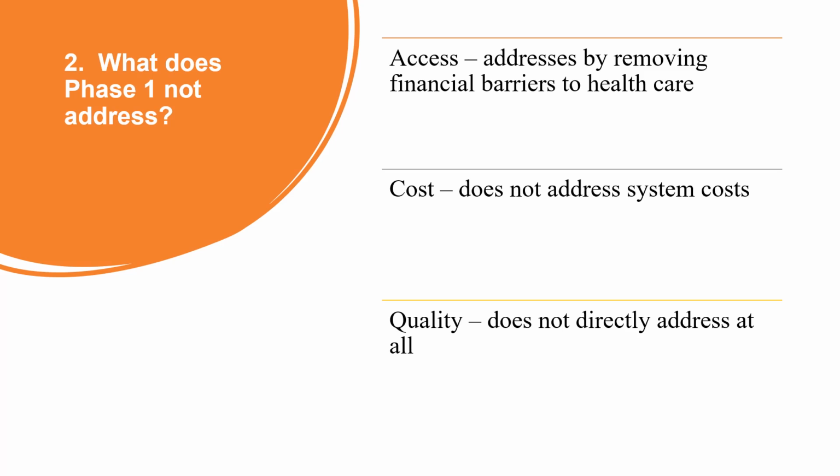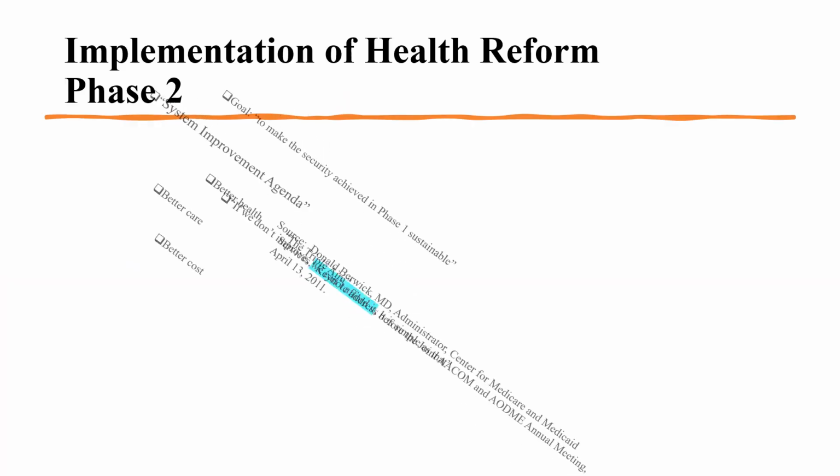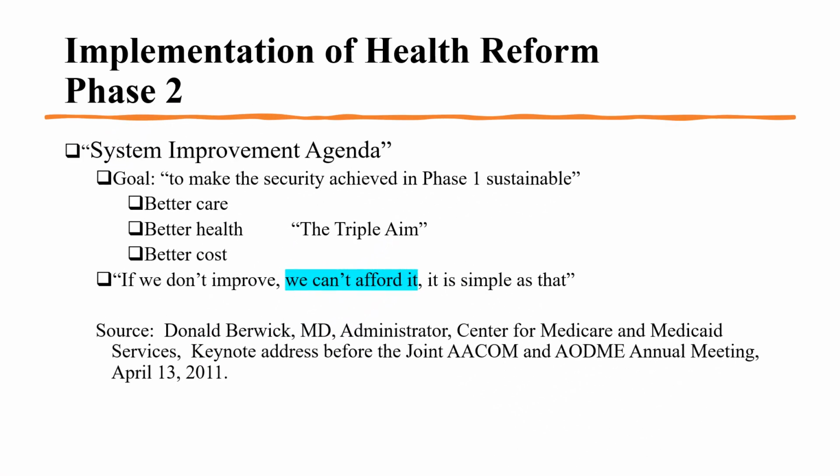So there was phase two, and according to Dr. Berwick, he called this the system improvement agenda. So we have the coverage agenda as phase one, and phase two is the systems improvement agenda. And its primary goal, according to Dr. Berwick, was to make the security achieved in phase one sustainable and to really achieve the triple aim of healthcare, which we've talked about: better care, better health at a better cost.